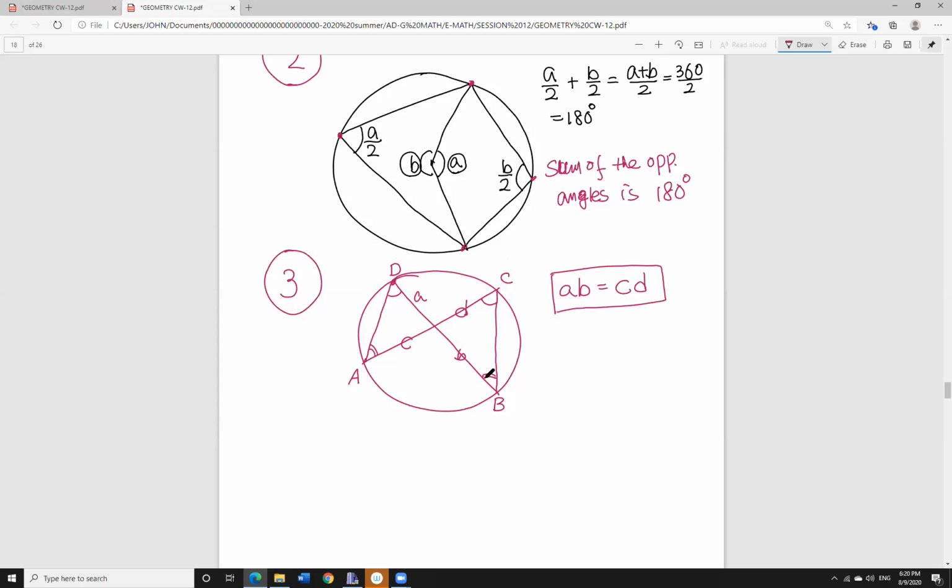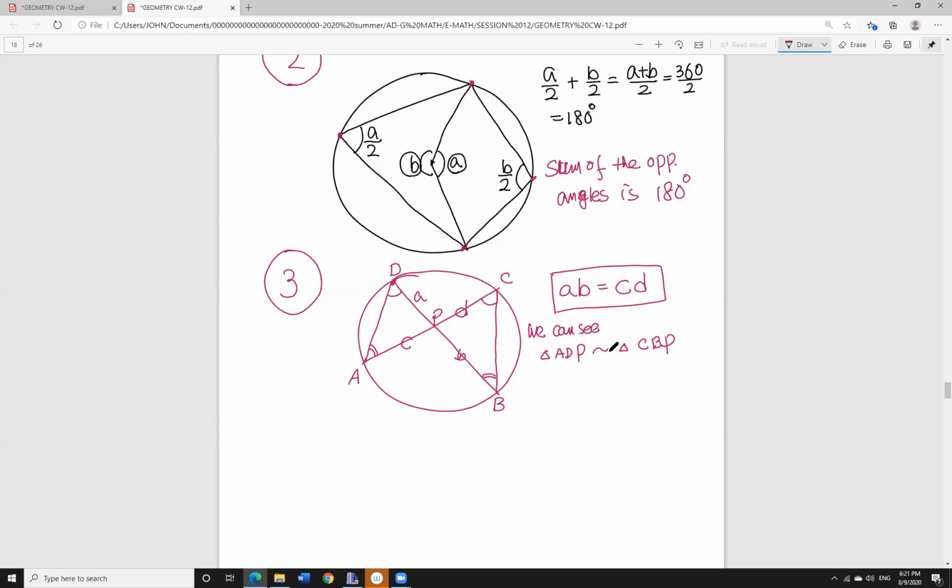So finally we can see triangle ADP and triangle CBP. They are similar, right? Can you see the angles are similar? You need two angles congruent. All angles congruent, it doesn't matter.